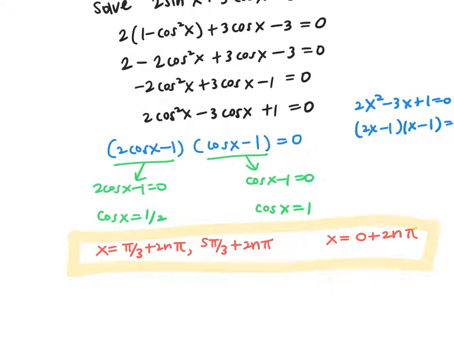Pi over 3 plus 2n pi, 5 pi over 3 plus 2n pi. Because these are cosines, you're going to add that 2n pi since you need to solve for all the solutions possible. And then 0 plus 2n pi. In the textbook for your final answer, you would normally see it just as 2n pi, since that 0 you don't usually write there. But you can keep it as 0 plus 2n pi, you would still get full credit.